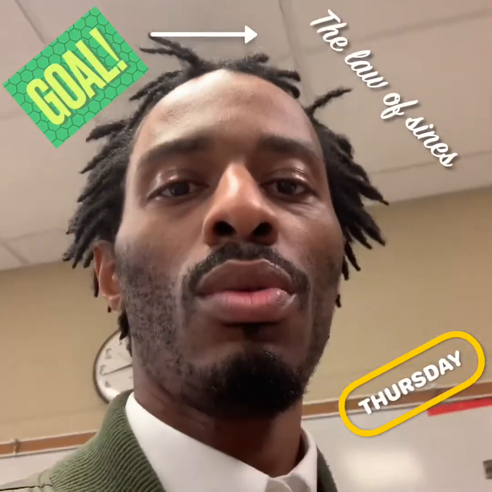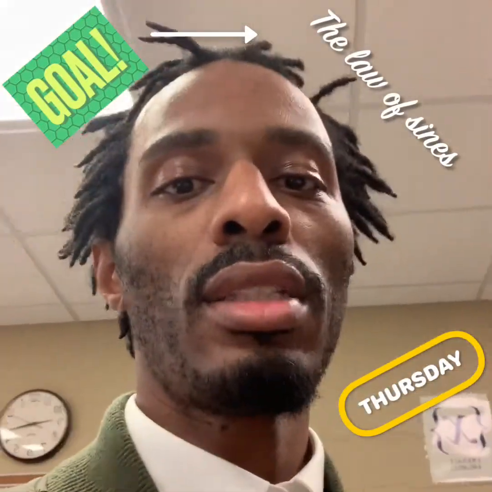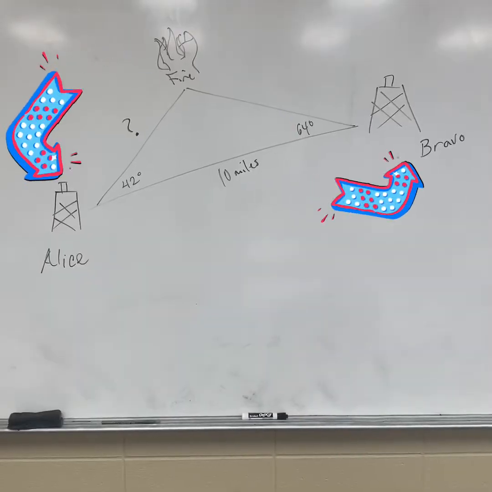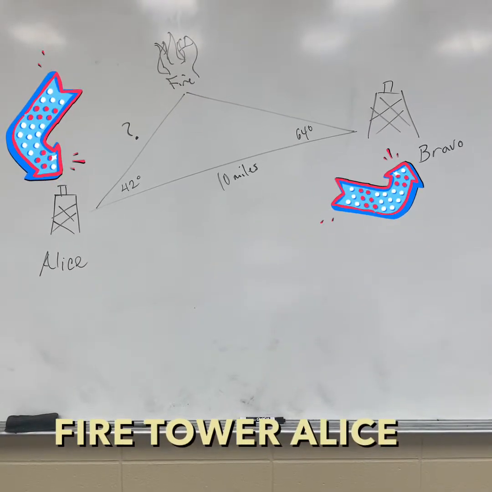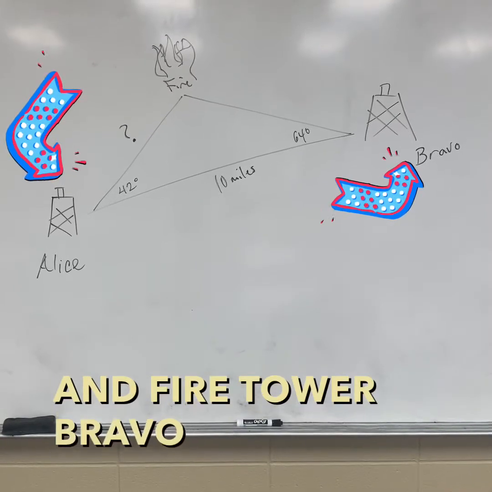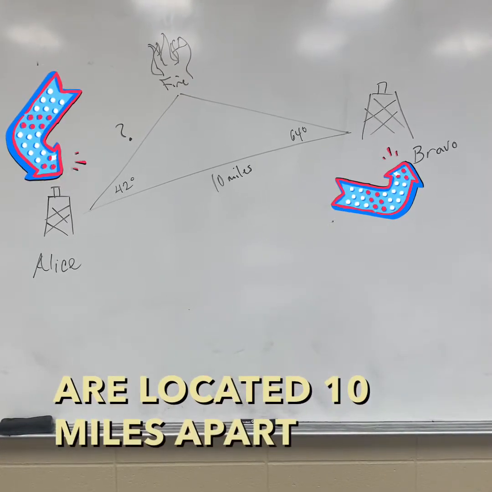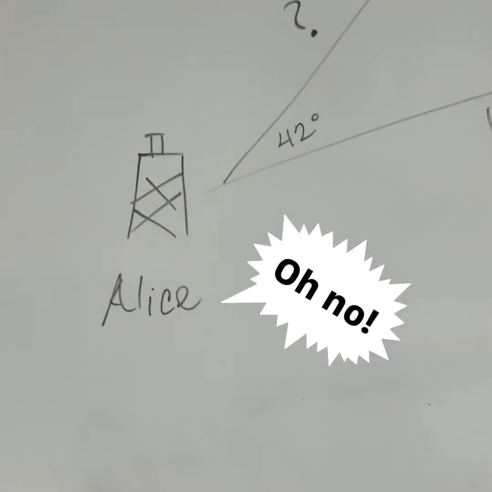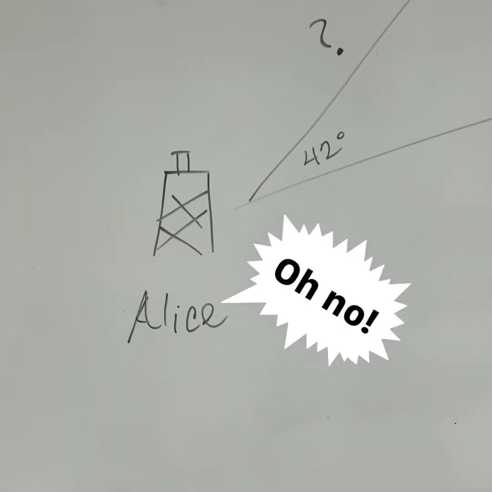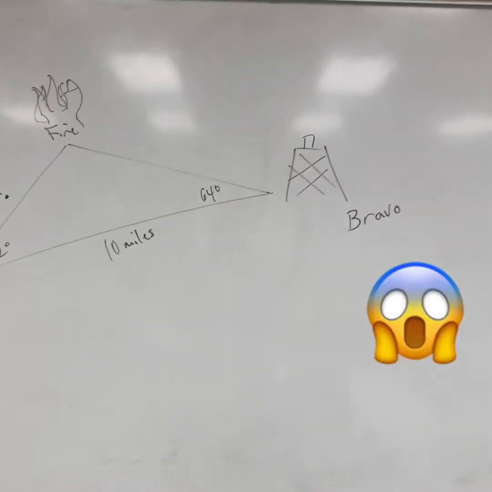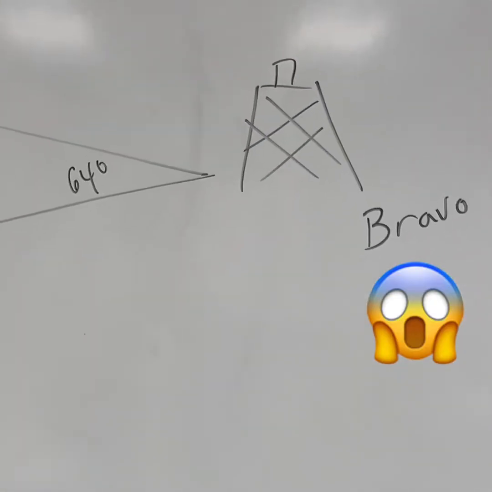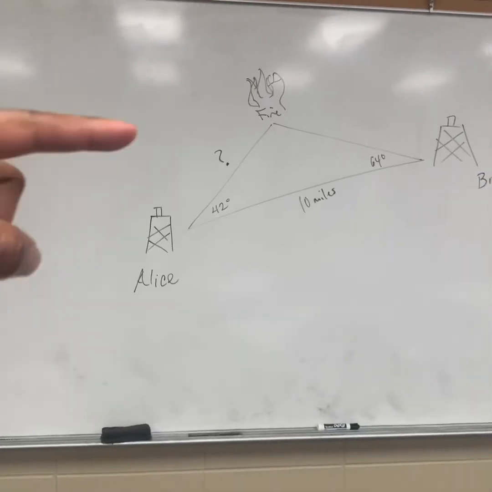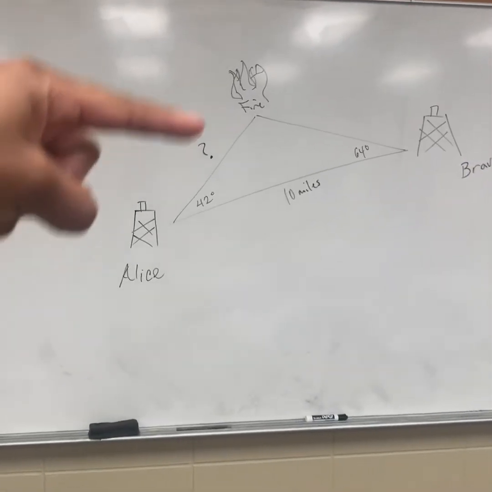All right, so today I will be doing law of sines. I'm gonna do an application problem of the law of sines. Fire Tower Alice and Fire Tower Bravo are located 10 miles apart. Alice spots the fire at 42 degrees. Bravo spots the fire at 64 degrees. So how far is Alice from the fire?